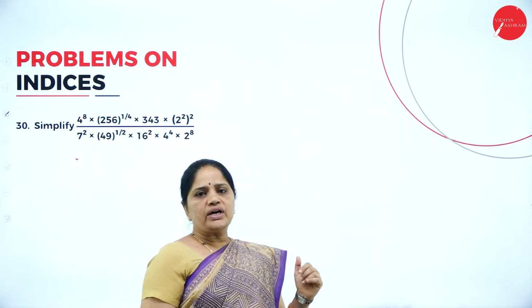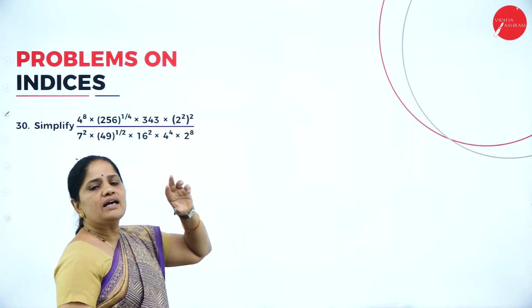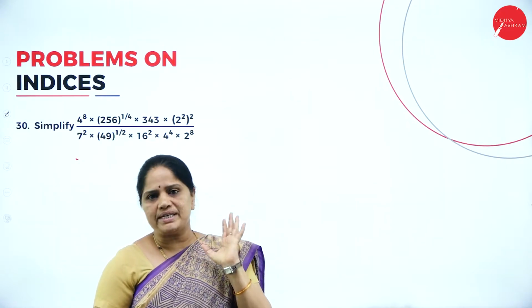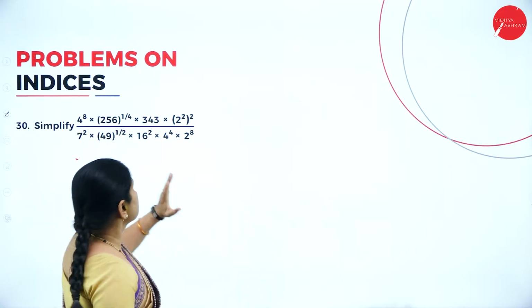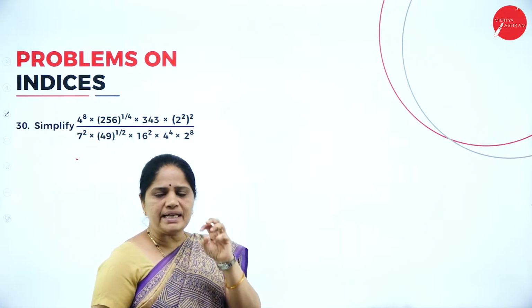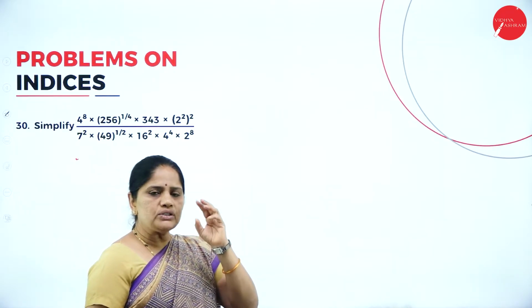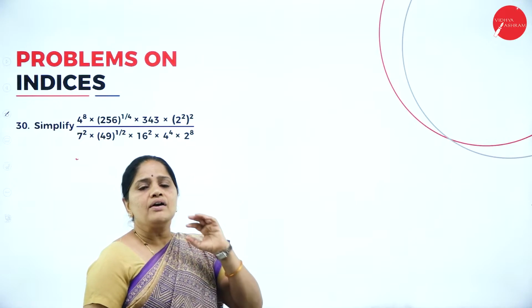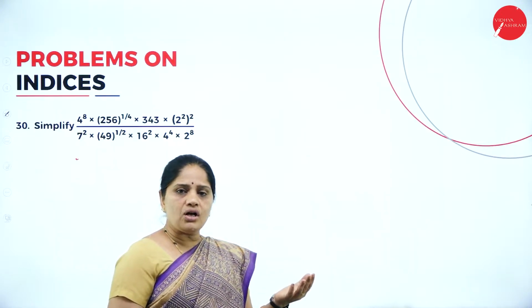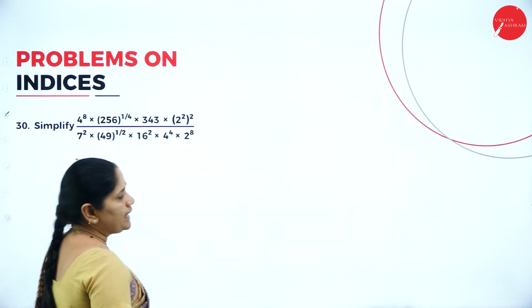Now, whenever you are given a problem on this, you should try to see that we get it to the lowest base. So that is 2. If it is an even number, try to reduce the number to the base 2 or base 3 or base 5. When you reduce it to the base, we can easily apply the laws of indices. Now here it is given 4 to the power 8.